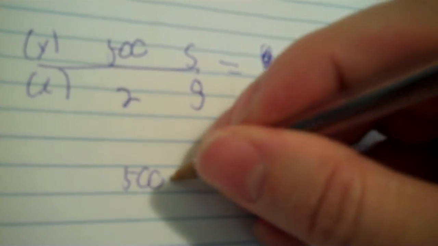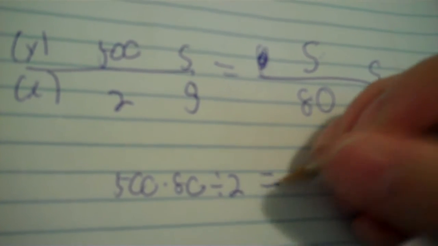So I'm going to take 500 times 80, then divide by 2, and that finds S. That's an S, it's not a 5. 500 times 80 divided by 2, I think that's 20,000. Yup. So 20,000 songs. Okay, that's a table problem.